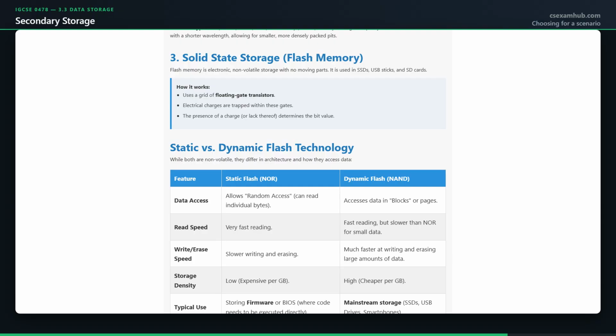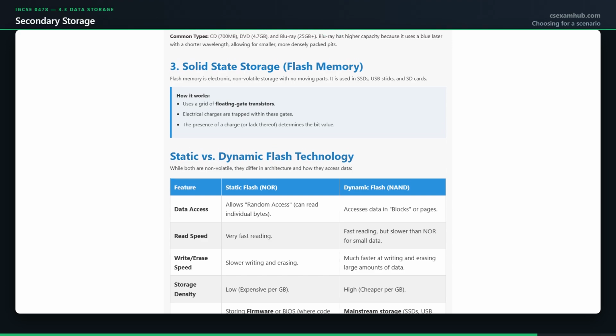Distributing software or a film to people who may have no fast internet: optical, because discs are cheap to mass produce, robust enough to post, and read-only versions cannot easily be altered. And notice that the read-only property, which sounds like a limitation, is exactly why optical is chosen for distribution. Justify from the named property, no moving parts, cost per gigabyte, portability, never by saying one is better.